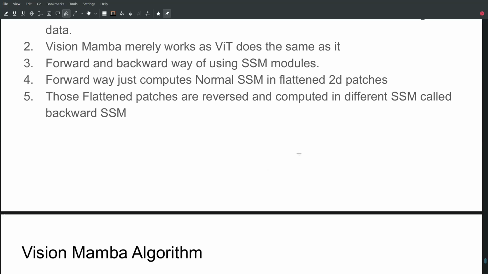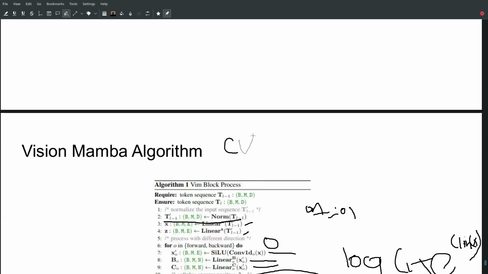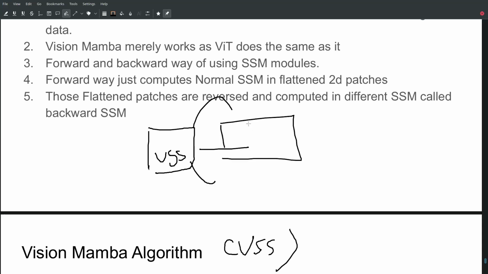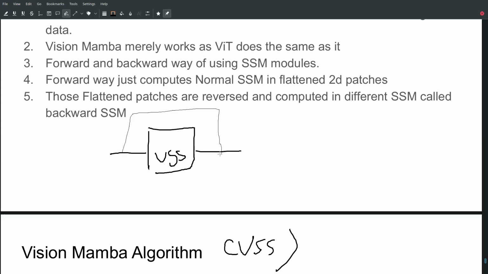On the Vision Mamba side, there is also a thing called VSS, Visual State Space, which is a direct interpretation of a Vision transformer block. You'll have a VSS block here, and in the VSS block, you just have the Mamba blocks inside it. And instead of doing it like in Vision Mamba, VSS employs a transformer-like architecture.